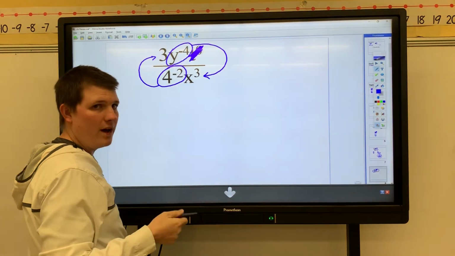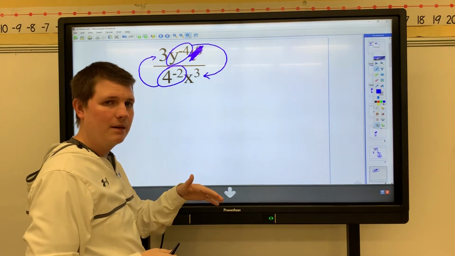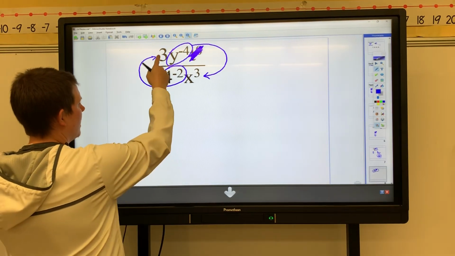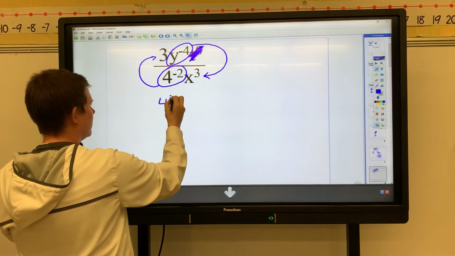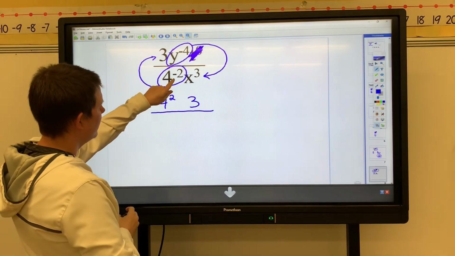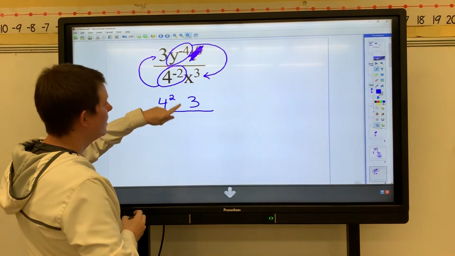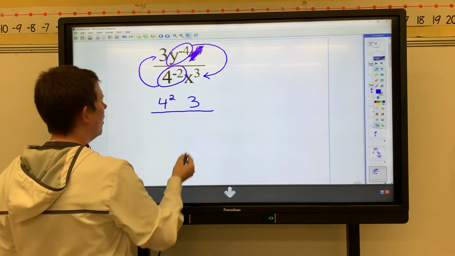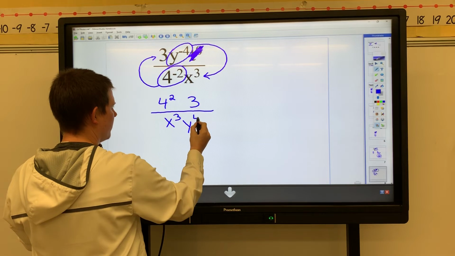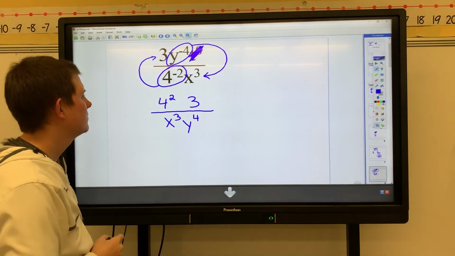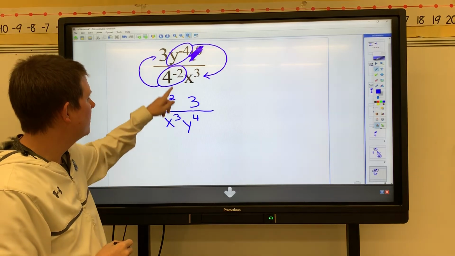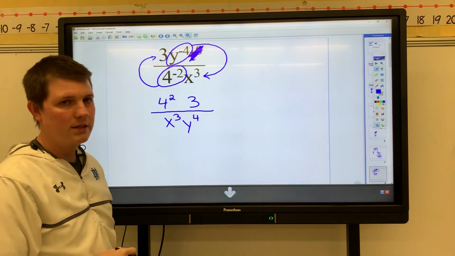If it's negative, you have to move it either from the top to the bottom or from the denominator up to the numerator. So now in the numerator, I have 4 to the second and I have a 3. 4 to the negative second became 4 to the positive second. There's already a 3 up there. On the denominator, I'm going to have x to the third and y to the fourth. X to the third is on the bottom, y to the fourth is now on the bottom.